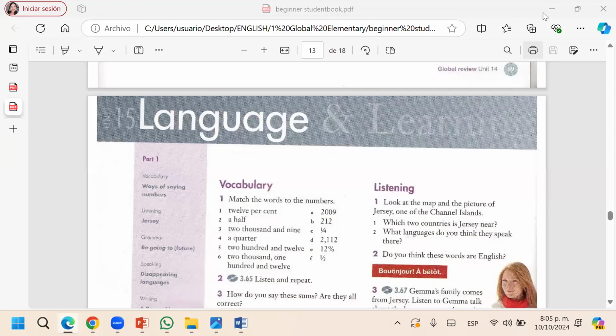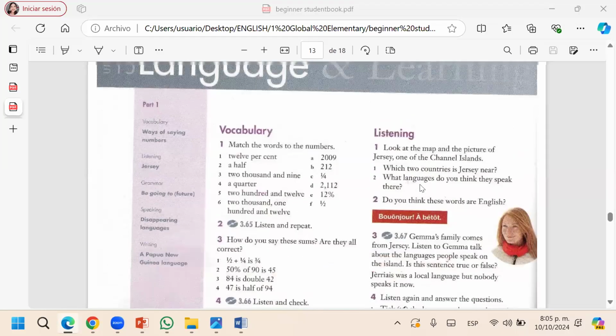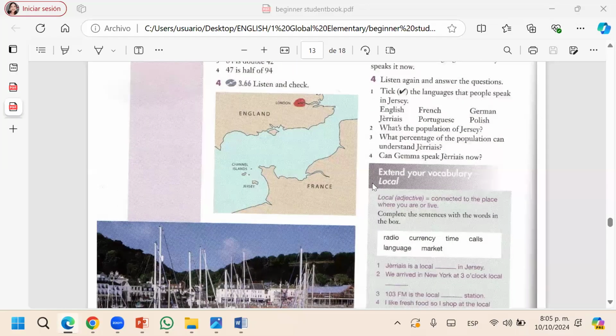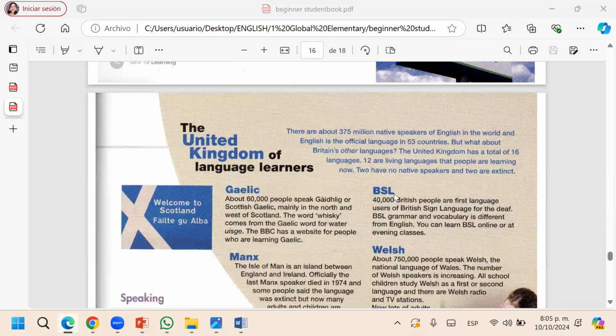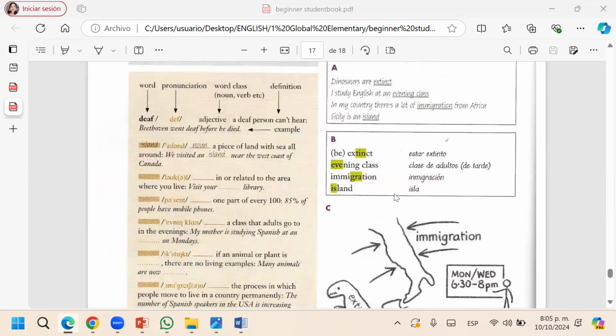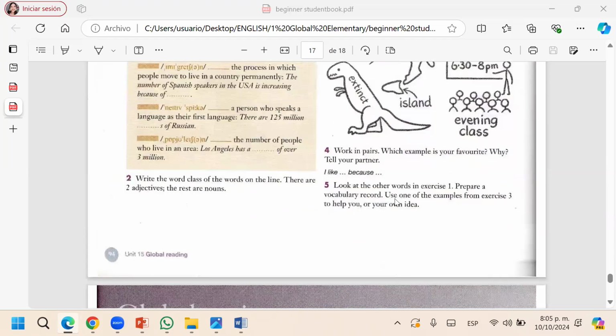So we started the first day, the last week, we started language and learning. And we were studying future, will, and going to. And we were talking about the future plans. Yesterday we were talking about future plans.